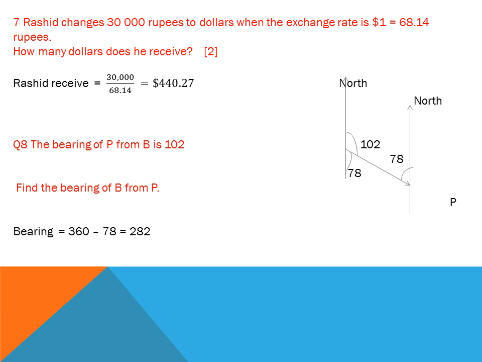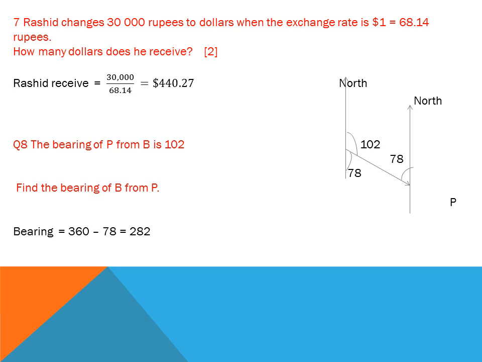When you are working with bearings, you should remember that first of all we should draw a north direction. Bearing always starts from the north direction and moves towards the required line. So here is the bearing from point P, 102, and then the complete straight angle is 180 degrees. When we subtract 180 minus 102, we find 78 degrees, and the other angle is 78 degrees. These two are alternate angles. When we draw the north on Q, we find that it's 78 degrees.